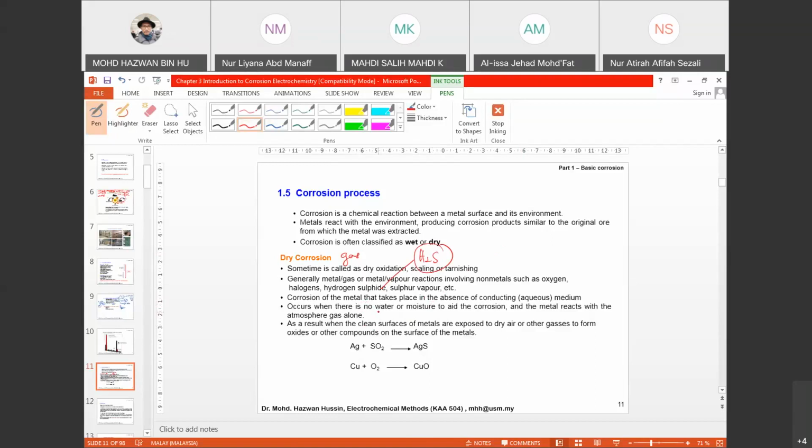Corrosion of a metal that takes place in the absence of a conducting aqueous medium occurs when there is no water or moisture to aid the corrosion, and the metal reacts with the atmospheric gas alone. As a result, when the clean surface of a metal is exposed to dry air or other gases, it forms oxides or other compounds on the surface of the metal. So this is part of the example. You have silver reacting with sulfur dioxide to form silver sulfide, and when copper reacts with oxygen, it can form copper oxide.